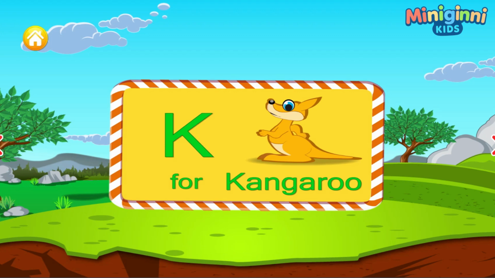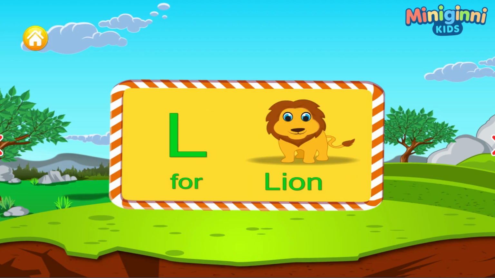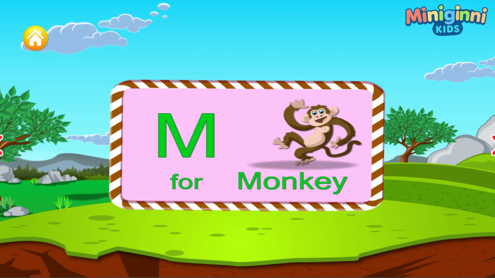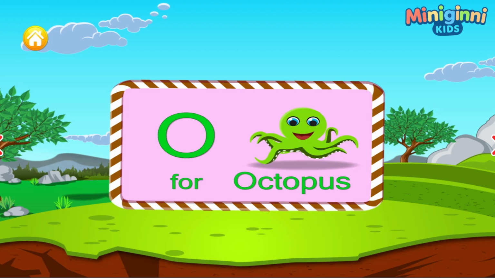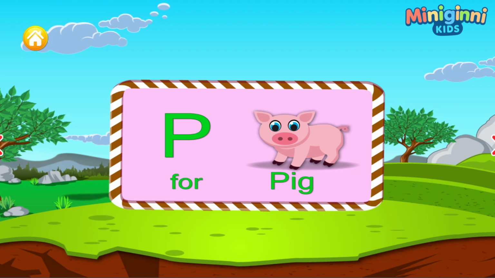Kangaroo. L is for lion. Lion. M is for monkey. Monkey. N is for nose. Nose. O is for octopus. Octopus. P is for pig.